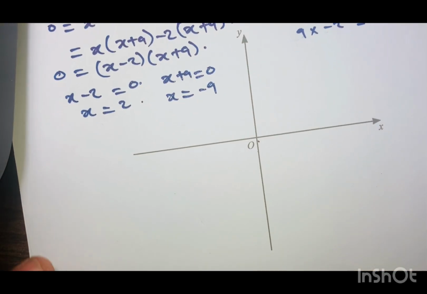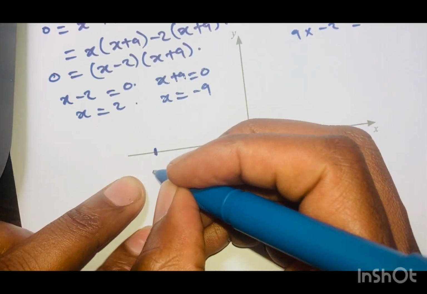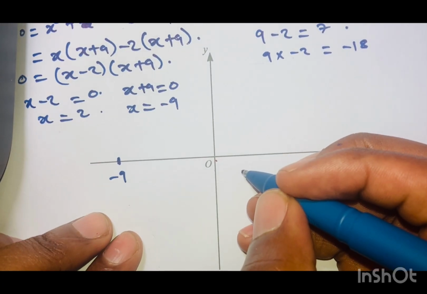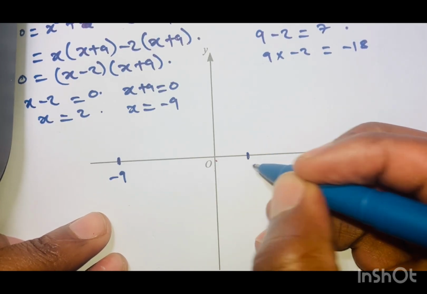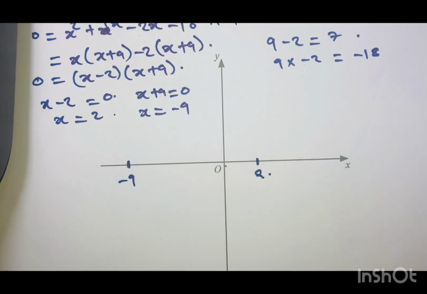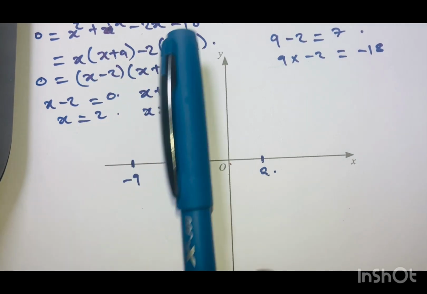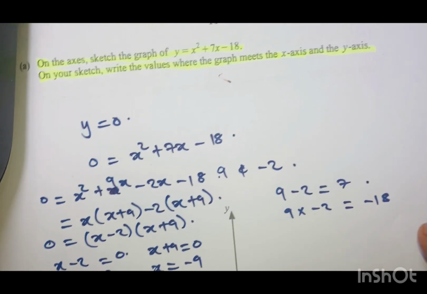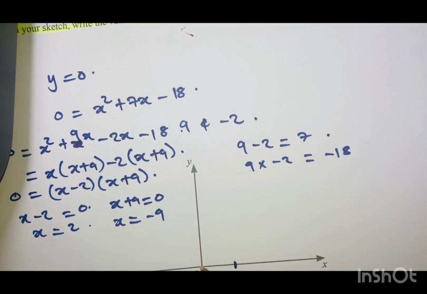So on our graph we are going to label the point where our graph cuts the x-axis, which is minus 9 here. Since it's a sketch we don't need to draw the full scale. So here we have 2. These are the points where our graph cuts the x-axis. Then we can look for the value where our graph cuts the y-axis. Our graph cuts the y-axis where x equals 0, like at this point here.